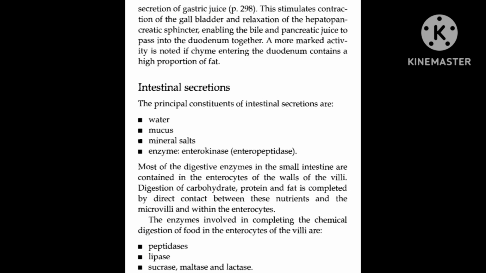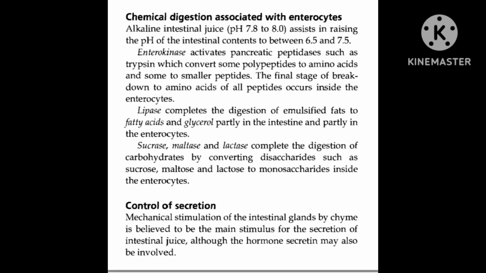Most of the digestive enzymes in the small intestine are contained in the enterocytes of the wall of the villi. Digestion of carbohydrates, protein, and fat is completed by direct contact between these nutrients and the microvilli and within the enterocytes. The enzymes involved in completing the chemical digestion of food in the enterocytes of the villi are peptidase, lipase, sucrase, maltase, and lactase. Chemical digestion is associated with enterocytes.